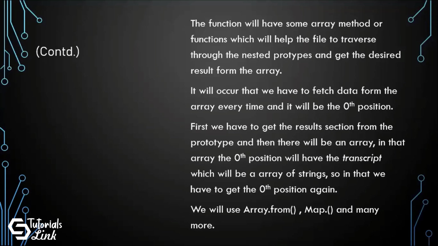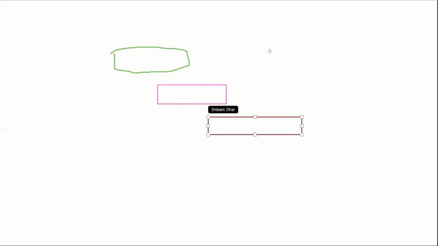First, we have to get the result section from the prototype. Then there will be an array, and inside the array, the 0th position will have the transcript. So if I just show it like this, I'm giving a visual representation just to make it clear why we are going to use this.